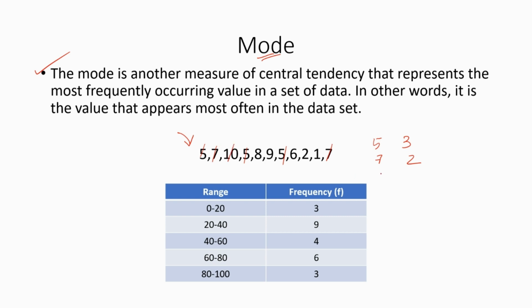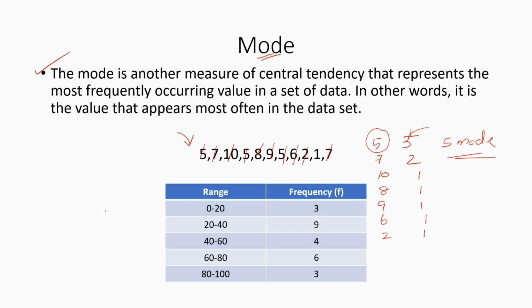10: there is only one 10 value. 8 is also one time. 9 also one time. 6, 2 is also one time. Now we know the most frequently occurring value in this dataset is 5 because it appears in the dataset 3 times. So 5 is the mode of the given ungrouped dataset.